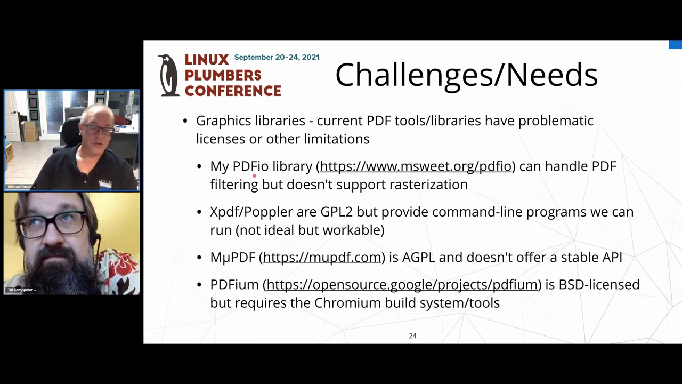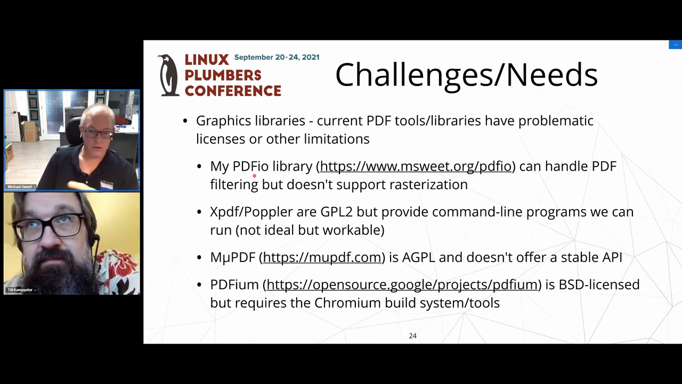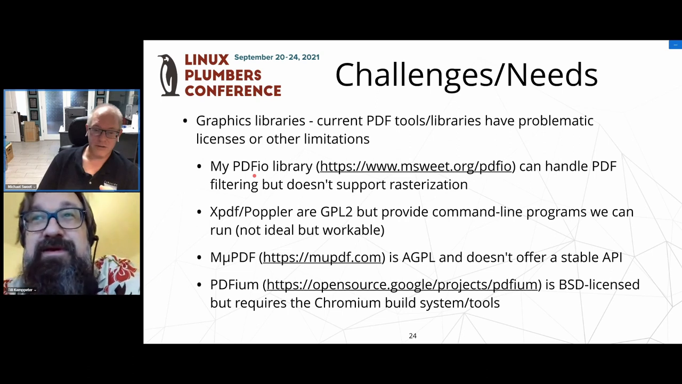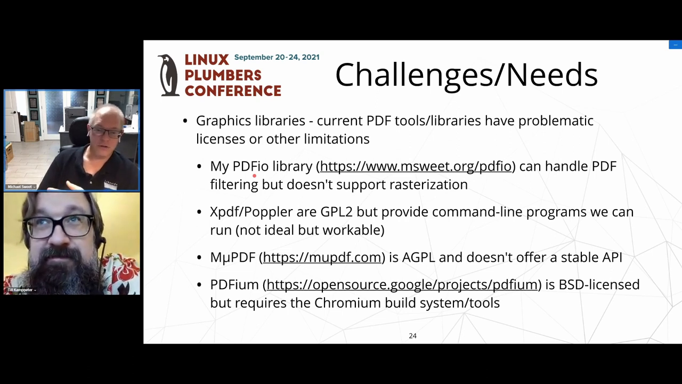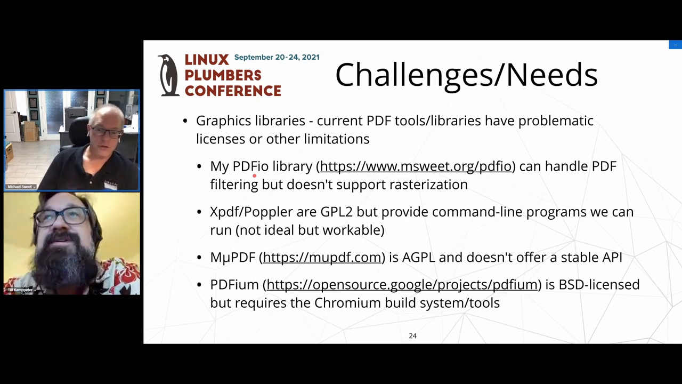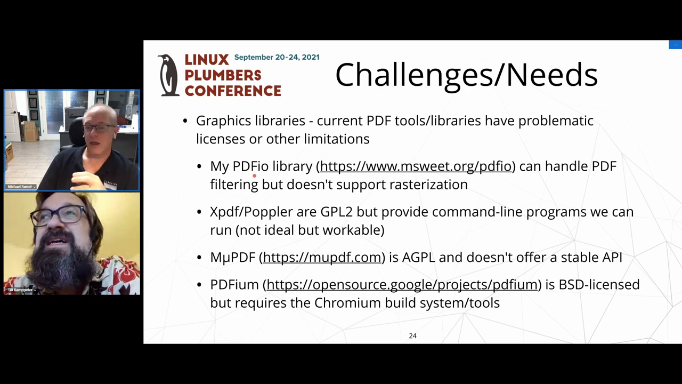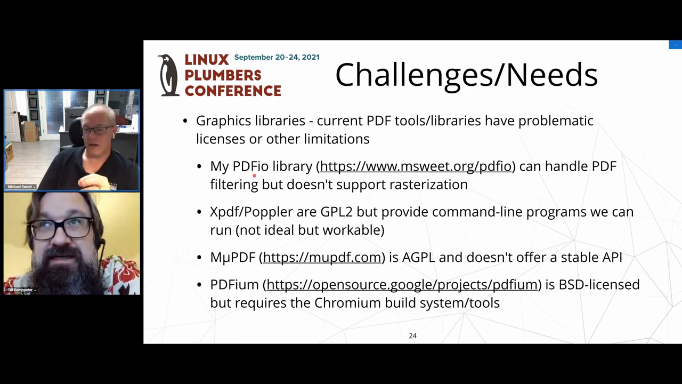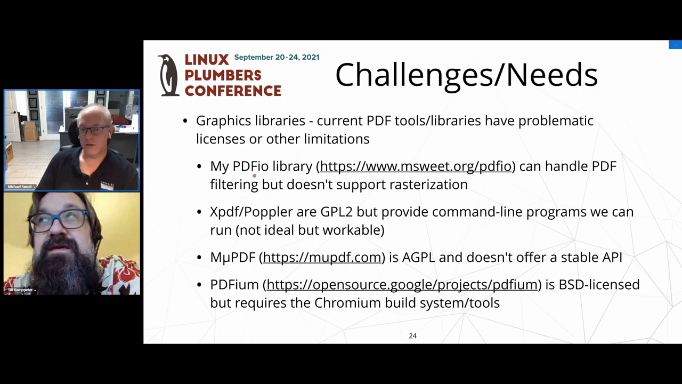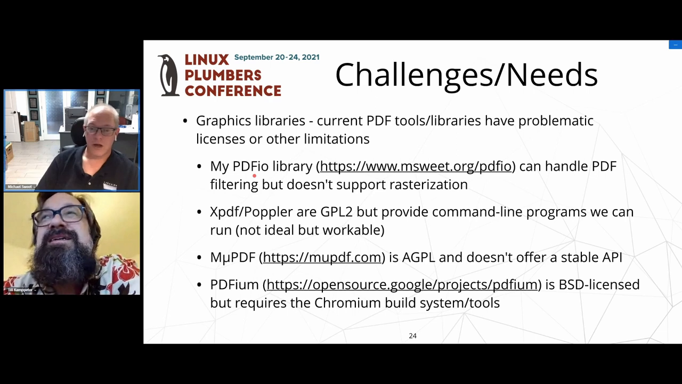XPDF and Poppler are GPL 2, and they have command line programs so that we can do the whole piping thing, which is doable, but it's not ideal because it introduces some external components that you're running, and performance limitations with pipes, startup costs and all those sorts of things. But it's something we could do. In the short term, it could be something we do.